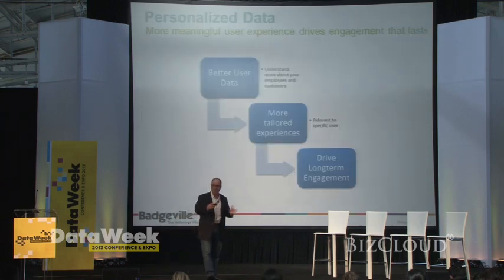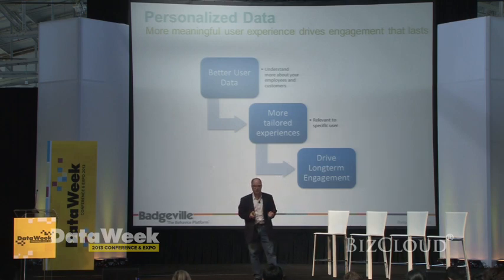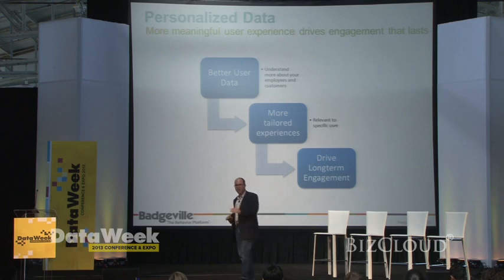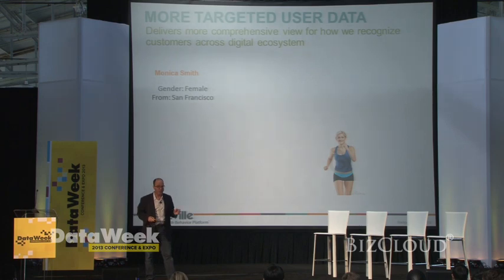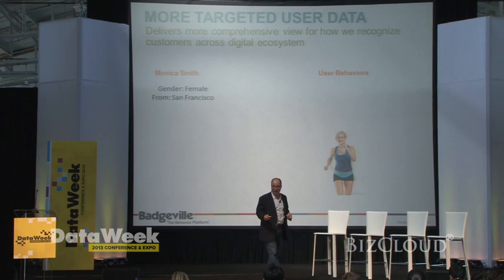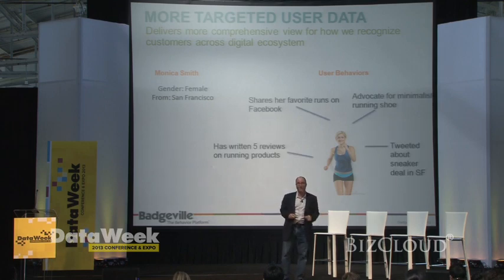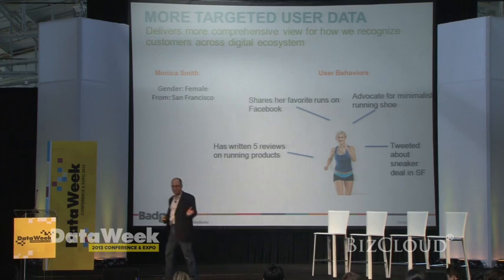So in terms of the data that's generated from the behavior graphics, you can kind of think of it in two ways. One is aggregated data, which we'll talk about in a second, but the other is personalized data, right? If you have better user data about a given individual person, you can obviously present more tailored experiences to them, with the goal of driving longer-term engagement. So here's an example. This is Monica, and Monica is from San Francisco. Monica likes to run a lot. And she likes to talk about running, she likes to run, she likes to tweet about running.